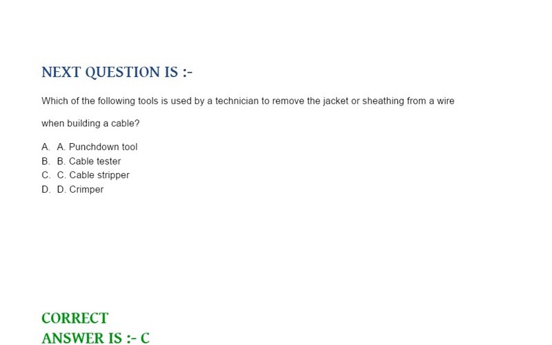Next question is, which of the following tools is used by a technician to remove the jacket or sheathing from a wire when building a cable? Option A, punch down tool. Option B, cable tester. Option C, cable stripper. Option D, crimper. Correct answer is option C.